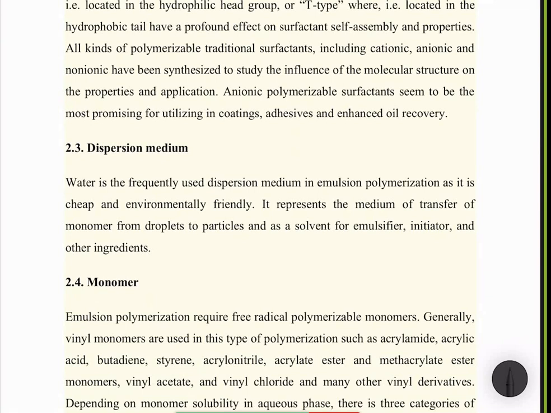That is, the polymerization occurs in this micelle. You have this micelle where the polymerization is taking place, the micelle acting as the locus, and you have these monomer droplets.